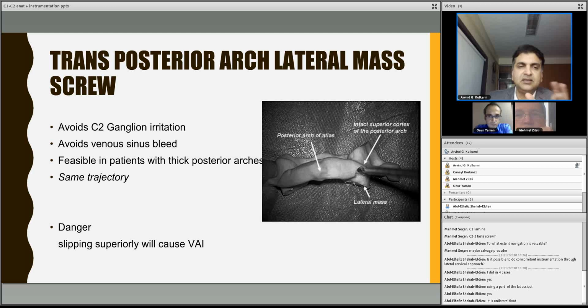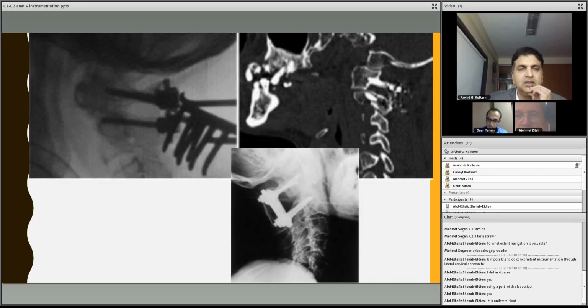You should do a CT study prior to putting this particular screw, because a large percentage of patients have a 4 mm thickness of posterior arch at the vertebral artery groove, and a certain percentage of patients have a very thin groove here. So it is very easy to injure the vertebral artery when you are passing this particular screw, and the trajectory is the same. So this is a case where a screw was passed through the pedicle of the C1 lateral mass through the posterior arch, if you see here.